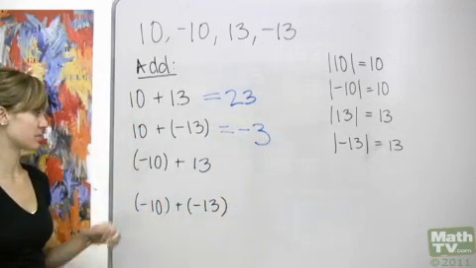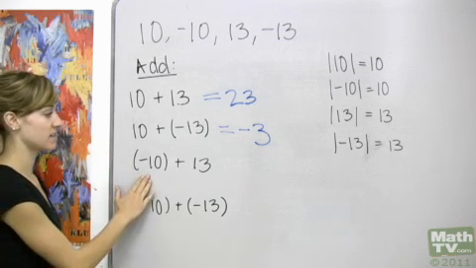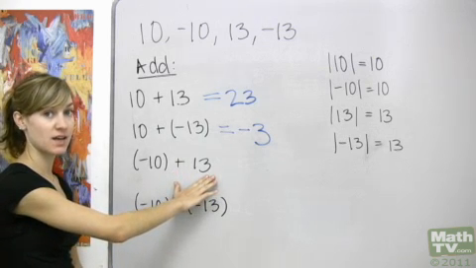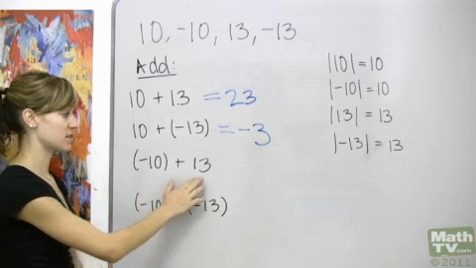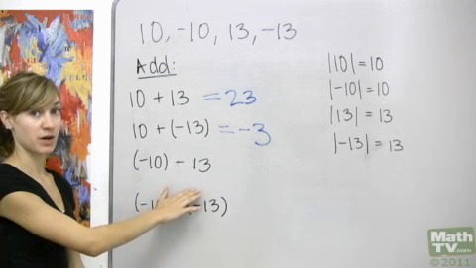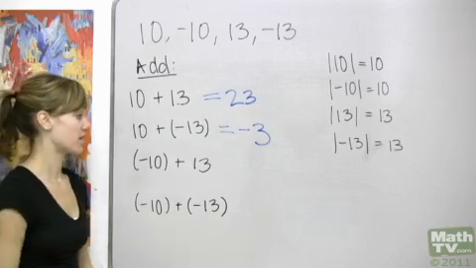For the third expression, we know that the absolute value of negative 10 is 10, and that the absolute value of 13 is 13. Because 13 is greater than 10, we know that the answer will be a positive value. We will find the difference between positive 10 and positive 13, which is 3, to give us an answer of positive 3.